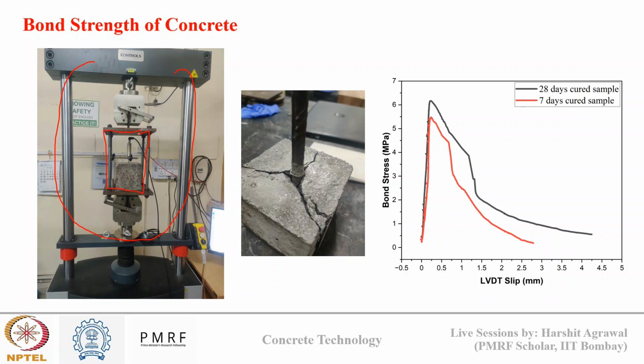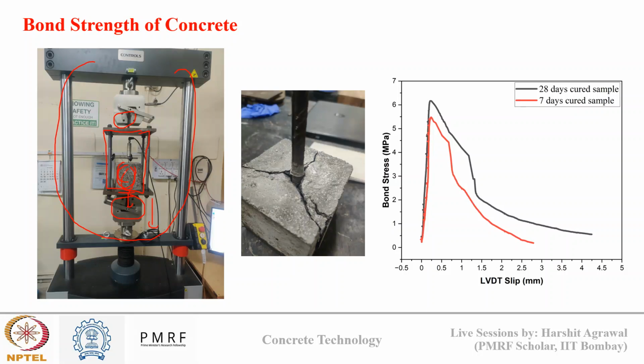Now here you can see a reinforced concrete sample, and from the bottom of this plate there is a hole through which my reinforcement is gripped at the bottom, while the frame is gripped at the top. When I apply some pulling force, my reinforcement will be forced to pull out from the concrete while my frame, and so my concrete, will be fixed.